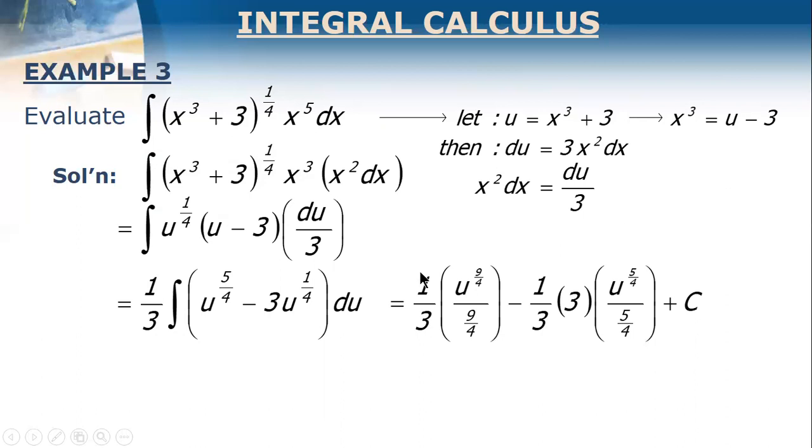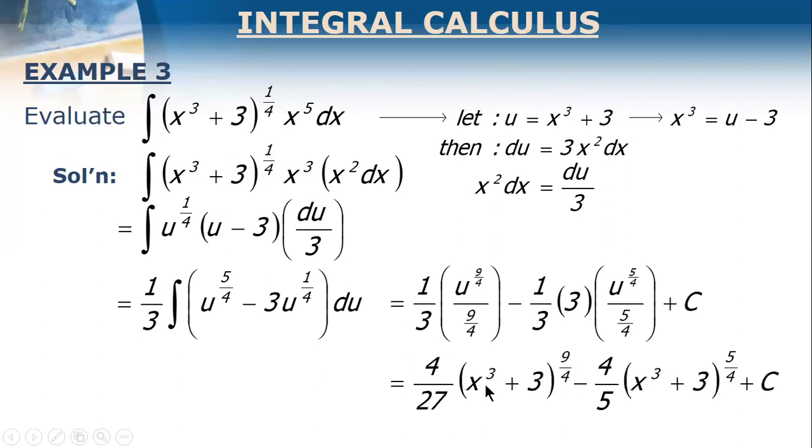And then simplify the coefficient: 1/3 divided by 9 over 4, and then 1/3 times 3 divided by 5 over 4. And replace u by x cubed plus 3. And this is your final answer.